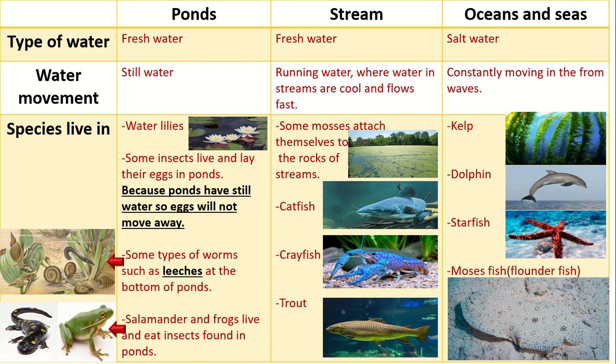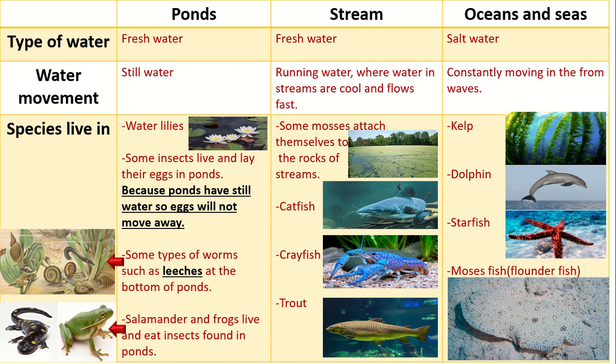Number two, we have a type of worm. We can find it on the bottom of these ponds. It's called leeches. Number four, we have two animals that can be found there because they eat insects in the ponds. This animal is called the salamander. And this is the frog. So the frogs and salamanders can be found in ponds to eat the insects. So we have water lilies, insects, leeches, frogs, and salamanders in ponds.